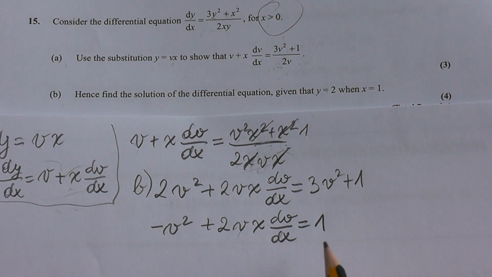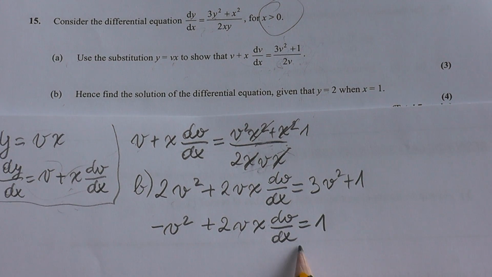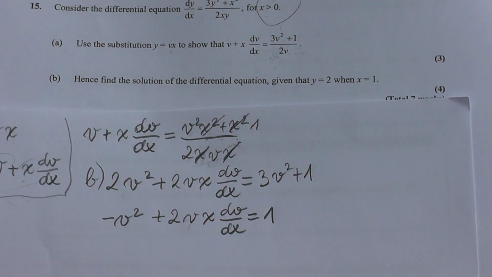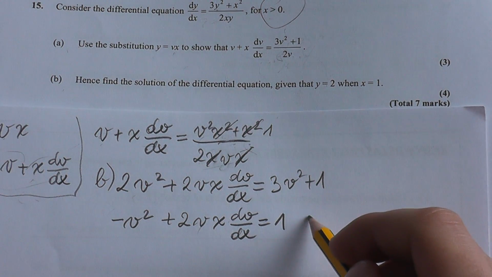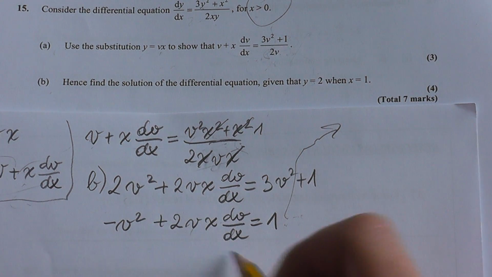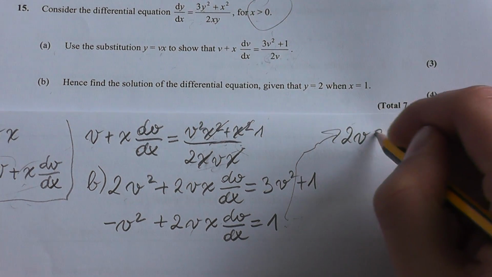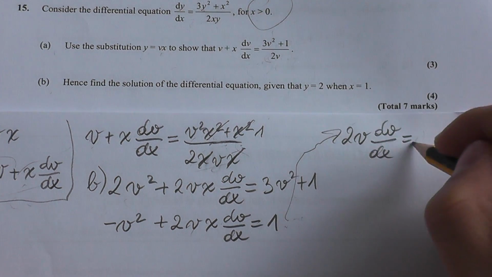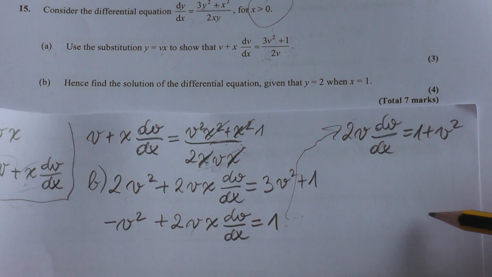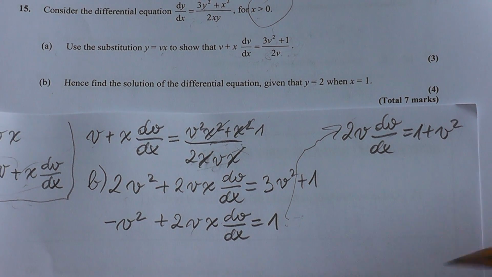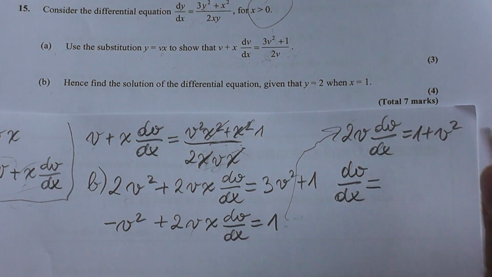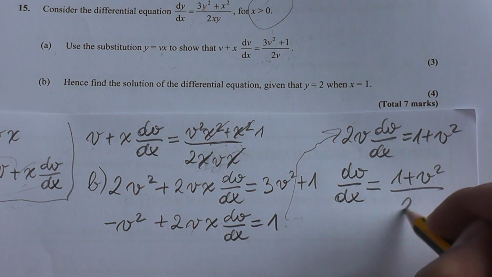Now we use this to go about our variable separation process. I add v squared to both sides to get 2vx dv/dx is equal to 1 plus v squared. Now we divide both sides by v. You can also divide by 2v. Perhaps it's better to divide by 2v actually. So x dv/dx is equal to 1 plus v squared over 2v.